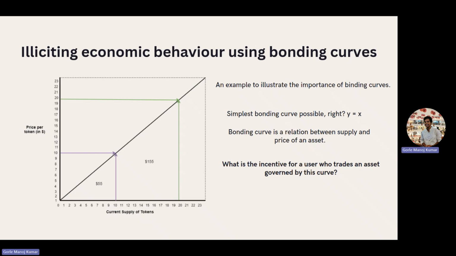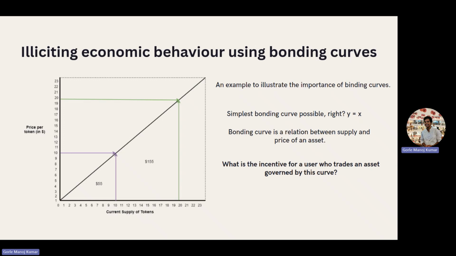Right. So can somebody just summarize what sort of behavior we have incentivized a user to have? A rational user would always want to have a profit, right? In this particular bonding curve, what sort of behavior have we motivated the user to have? We have not enforced anything on the user, but the user will naturally do it.